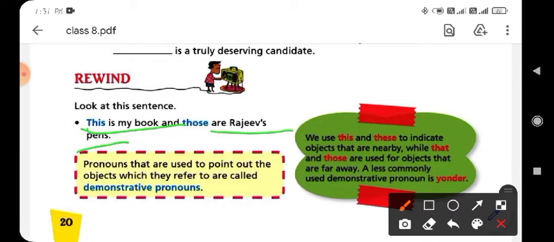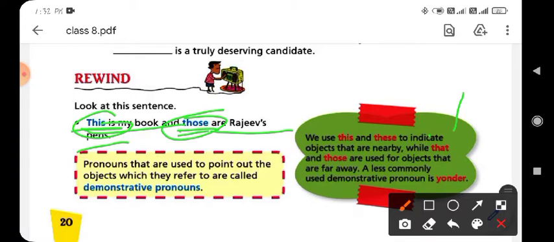Okay, so this and those, you can see here, are the colored words, and both are words used as demonstrative pronouns. This and these are used to refer to things that are close by. Okay, this and these refer to nouns that are nearby in time or space, and that and those refer to nouns that are further away in time or space. This and that refer to singular nouns, while these and those refer to plural nouns.